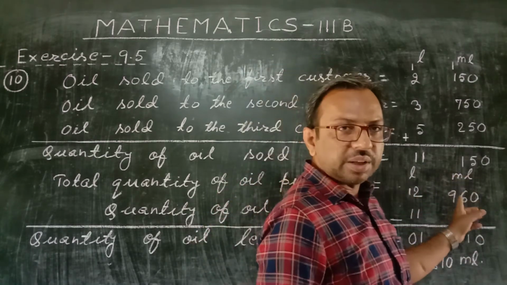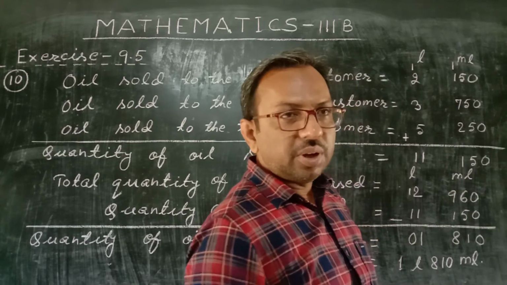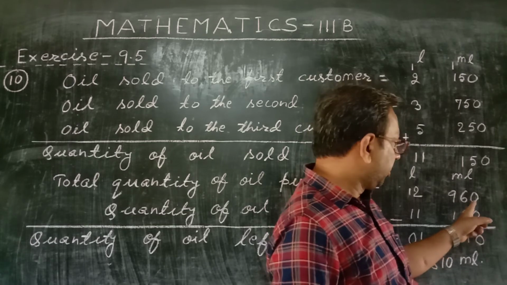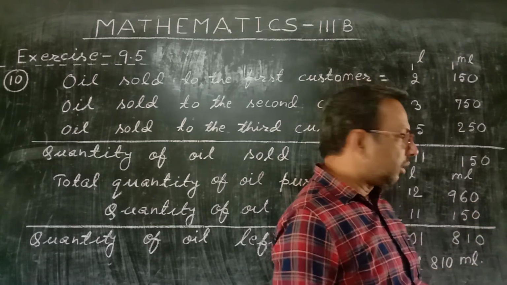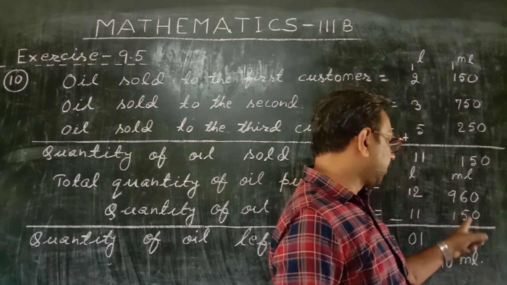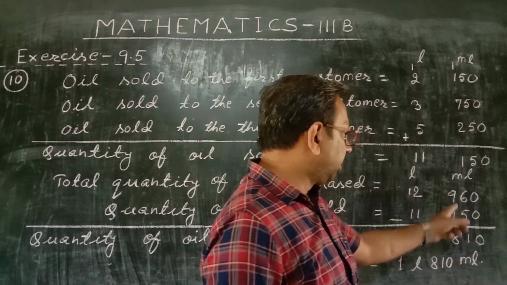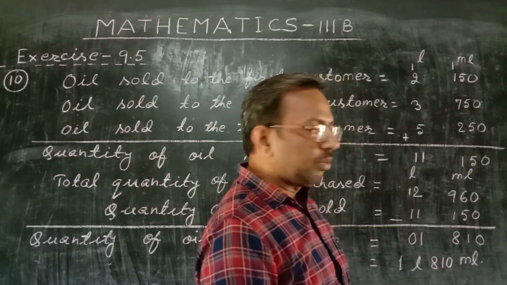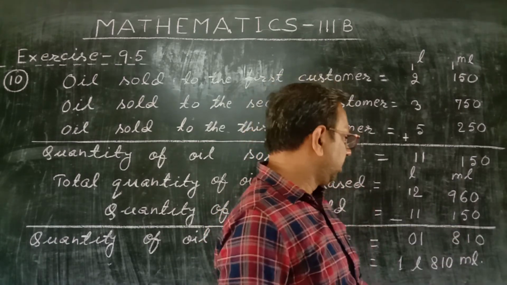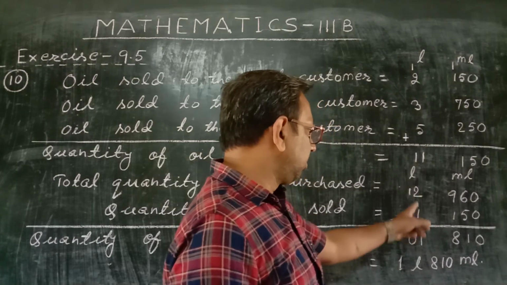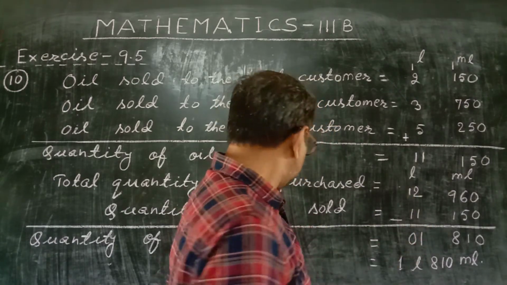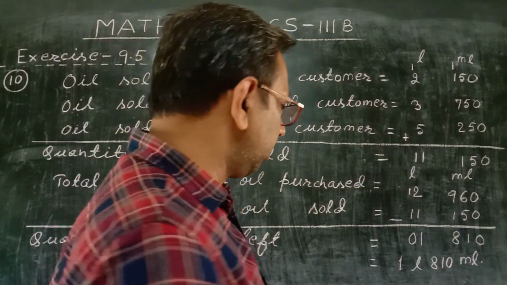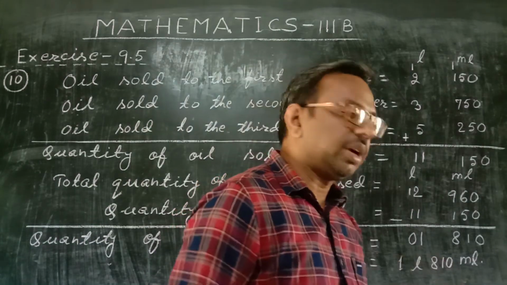First subtraction of the column of milliliter, because milliliter is a smaller quantity than liter. At first subtraction of ones place, 0 minus 0, 0. Then subtraction of tens place, 6 minus 5, 1. Then subtraction of hundreds place, 9 minus 1 equal to 8. Now we come to the column of liter to subtract: 12 minus 11 equal to 1. So our quantity of oil left to be sold equal to 1 liter 810 milliliter.